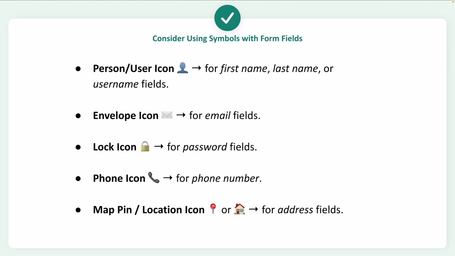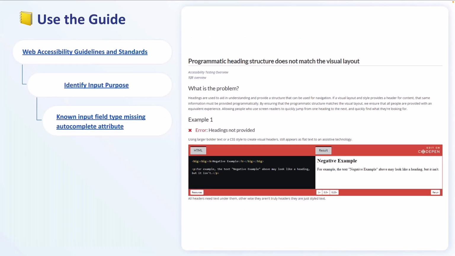These icons provide an additional cue. Even if someone can't read the label easily, the icon helps them understand what information is being requested. There is not yet a standardized set of icons for form fields, but using familiar, consistent symbols can make a big difference. This practice is not a formal requirement, but it's a valuable way to improve accessibility and usability for people with cognitive disabilities. You can find more information about this requirement in the Web Accessibility Guidelines and Standards. Look under Identify Input Purpose, and then go to Known Input Field Type Missing Autocomplete Attribute.